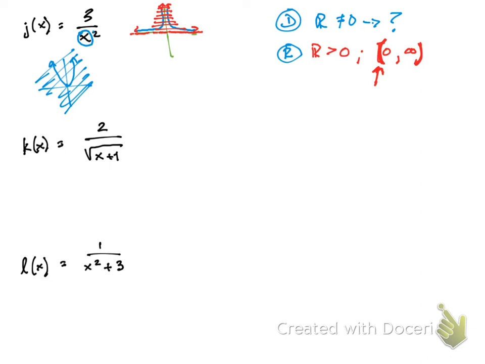All right, I'm going to jump down to L of x. And if we have time, I need to stop this video in about 2 minutes, I may not have time to do k of x. Let's talk about L of x. So 1 over x squared plus 3.